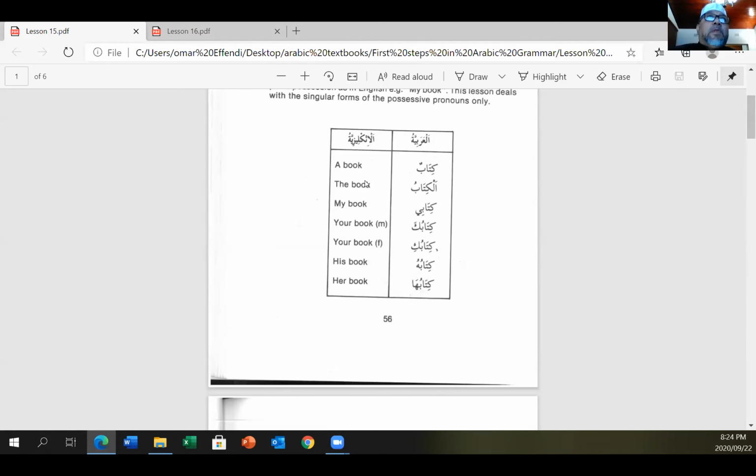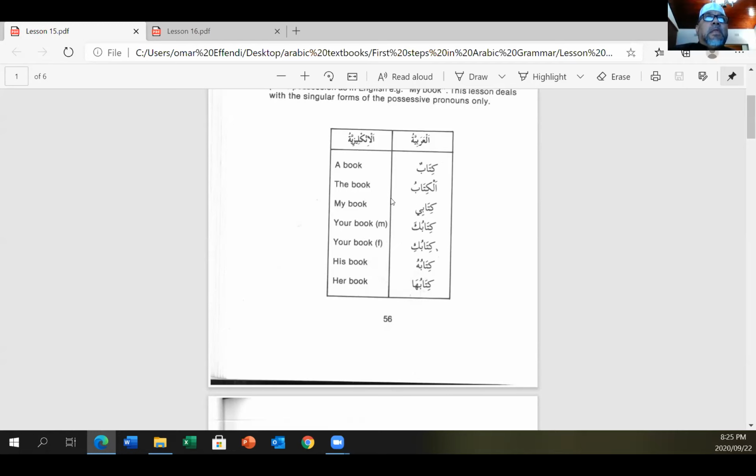Where we refer to the attached pronoun, we have done kitabun, which is indefinite. We discussed that in detail. Then we spoke about al-kitabu being definite, and all the others here: my book, your book, female, his book and her book. All these are referred to as attached pronouns. Here you find the ya being the attached pronoun, here the kaf, the ha, and the ha alif. All these are referred to as attached pronouns.